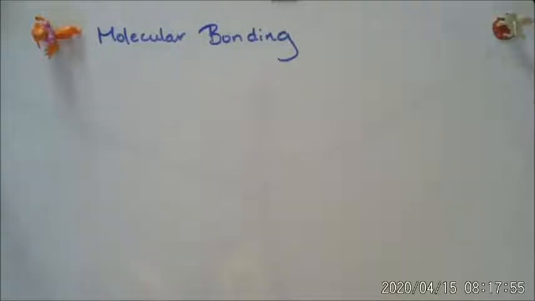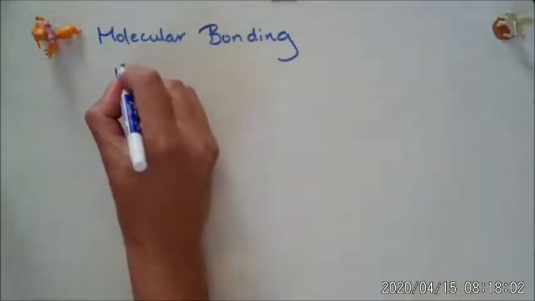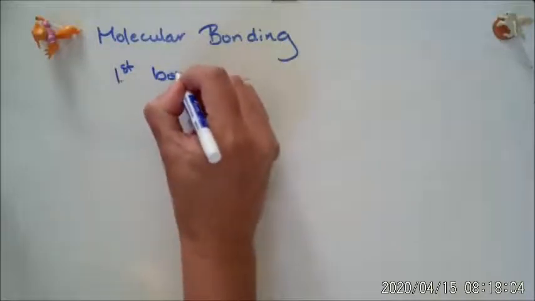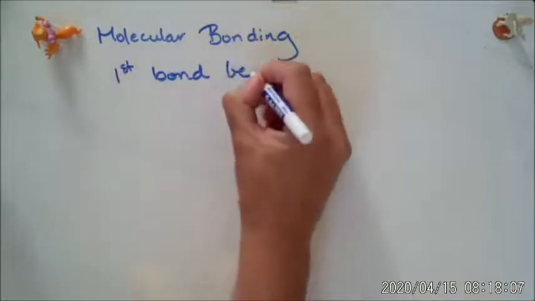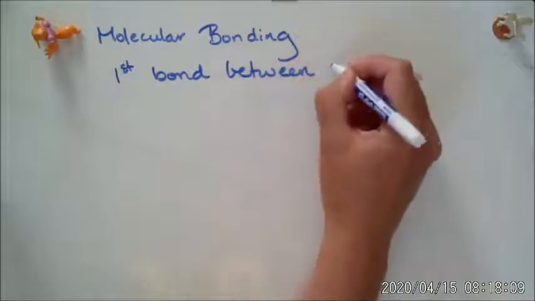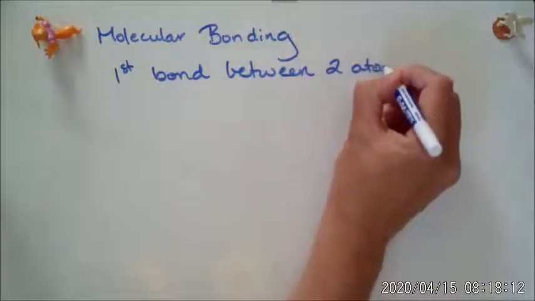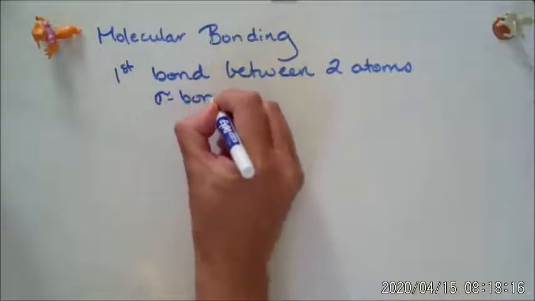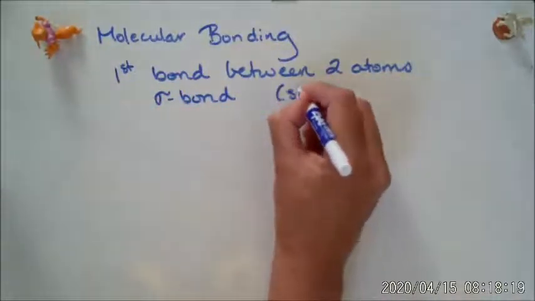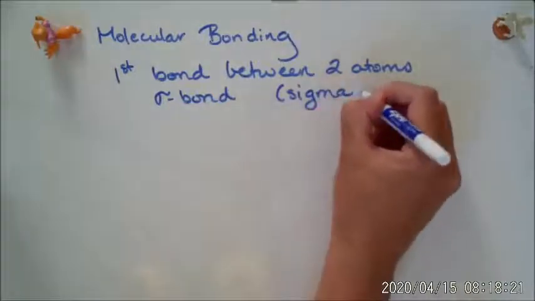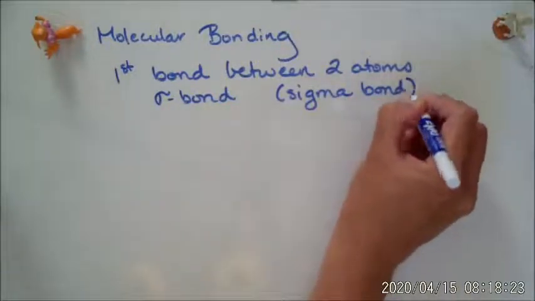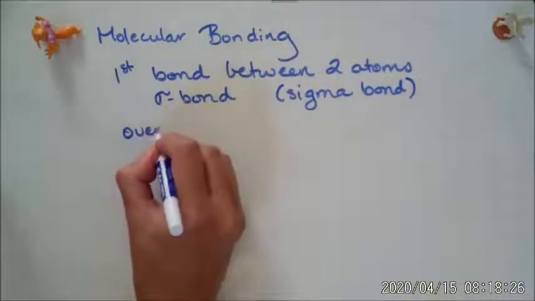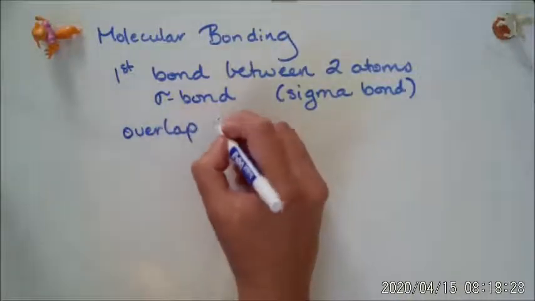Good morning. Okay, so now we're going to talk about molecular bonds. So the first bond between two atoms is called a sigma bond. It's the overlap of the orbitals.